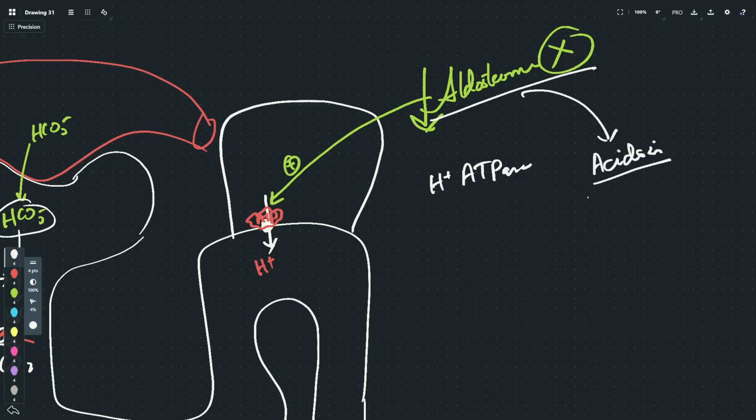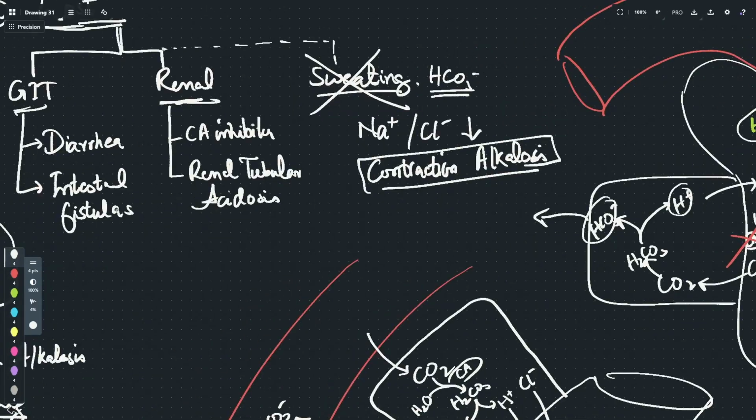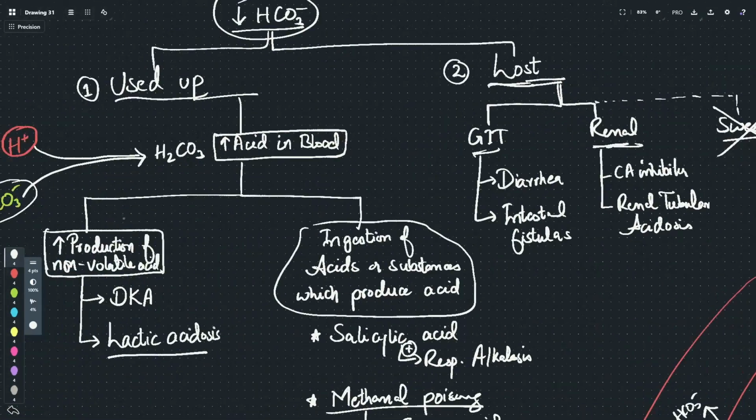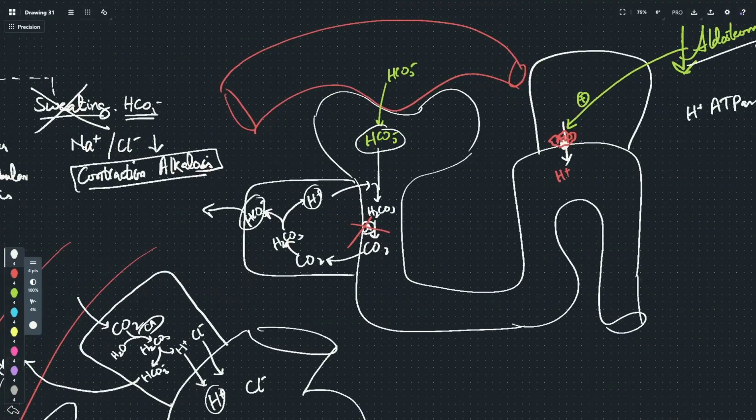It does not directly lead to loss of bicarbonate, but it actually causes gain of bicarbonate. And actually, I think ideally it should be in the used up category. Why? Let me explain this to you. Aldosterone is low, less protons are lost in urine, so more protons will be built up in blood, right?